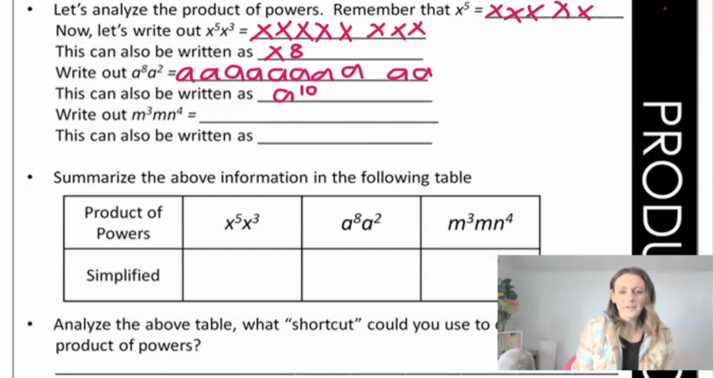And then I would say, okay, writing it out is a great strategy, right? It's something we can always do if we don't remember a rule that we're going to discover. So if we don't want to write it out, what's a shortcut that we could do instead? I would have students look for a connection between a to the 8th, a to the 2nd, and a to the 10th. Or what's a connection between x to the 5th, x to the 3rd, and x to the 8th? Eventually they're going to realize, well, that's just the same as adding the exponents.